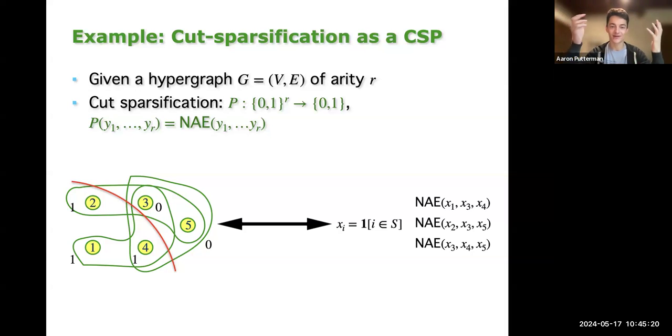The task of hypergraph sparsification is then to choose a reweighted subset of these constraints such that for every assignment, we're preserving the weight of the satisfied constraints to a 1 plus or minus epsilon multiplicative factor.